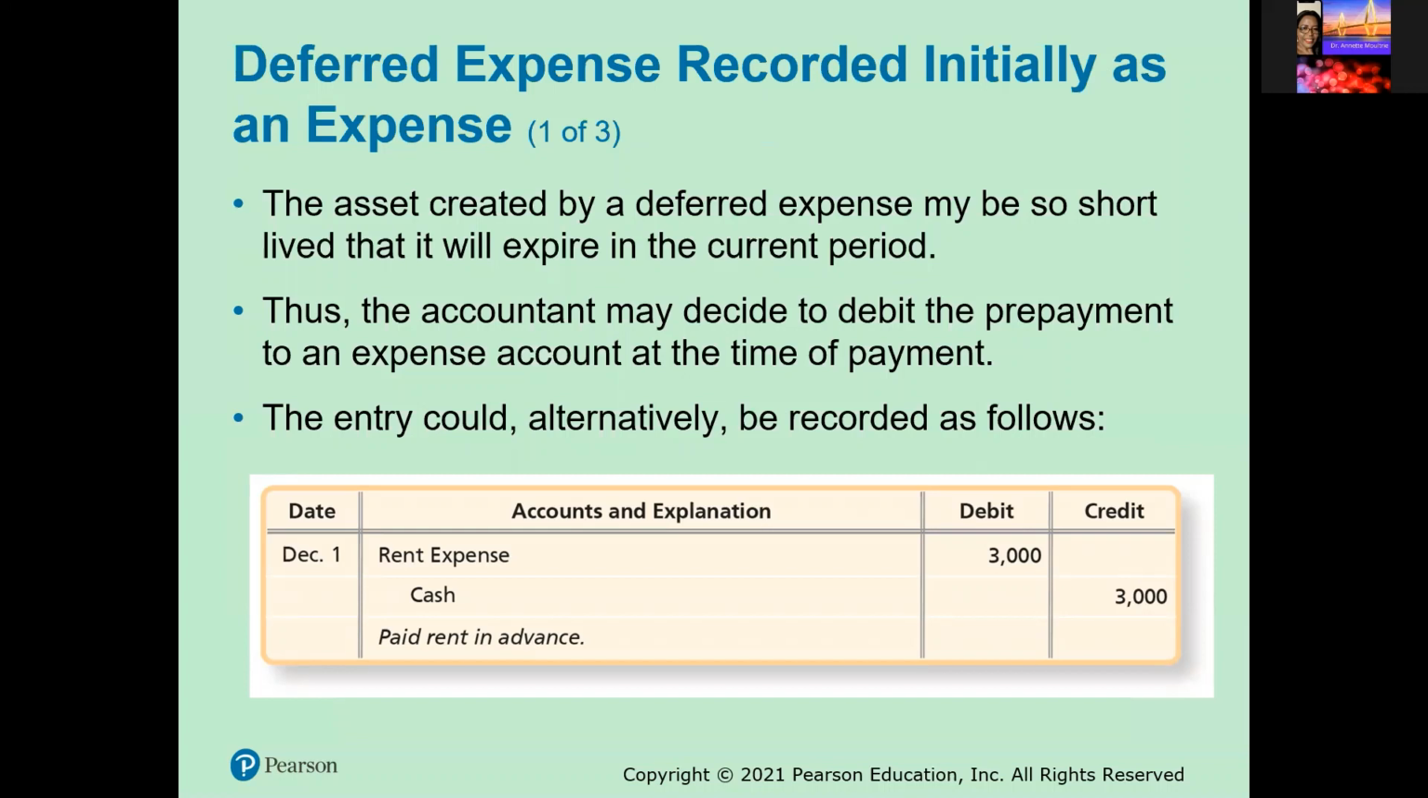However, the asset may be so short-lived that it will expire in the current accounting period, within 1 year or less. Thus, the accountant may decide to debit the prepayment to an expense account at the time of payment. The entry could alternatively be recorded as a debit to rent expense and a credit to cash.